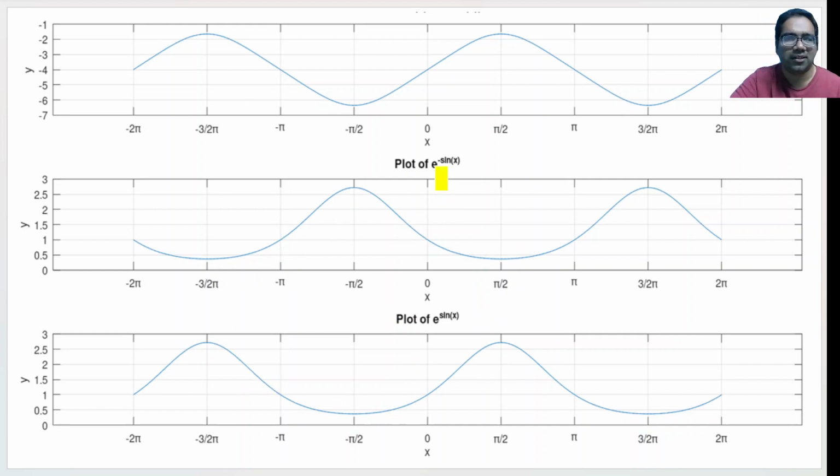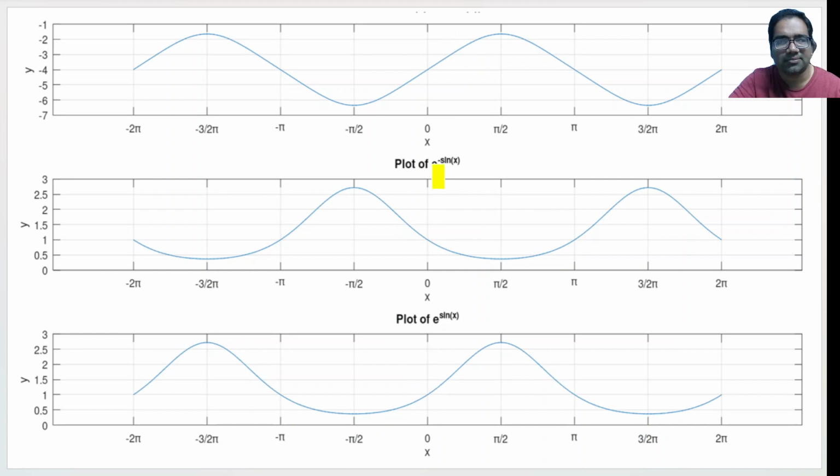Why? Because e power minus sin x will become equal when sin x becomes minus 1 to 0, right? Then when sin x becomes minus 1, minus of sin x will become plus 1 only, right? So the same graph shifts like this. E power sin x and e power minus sin x is the same graph that shifts. Now the question is e power sin x minus e power minus sin x minus 4. So this graph minus this graph minus 4. Right. This graph minus this graph.